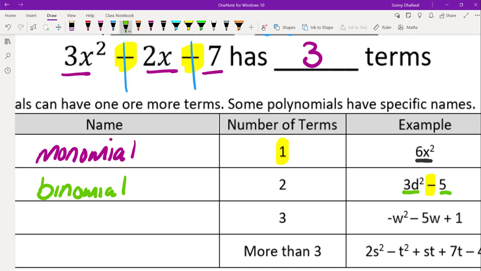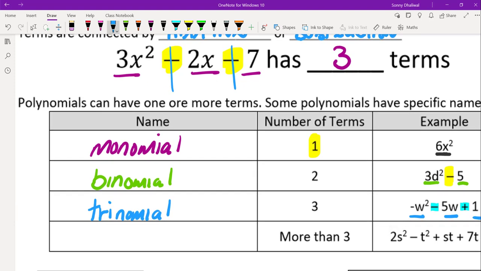All right? The next one, if you look here, oops, I wanted the highlighter. Adding and subtracting symbols here. 1, 2, 3 terms. And this is called a trinomial. So all of these things end with nomial. Right? The first part tells you how many terms there are. Mono, bi, and tri. That you have to memorize.